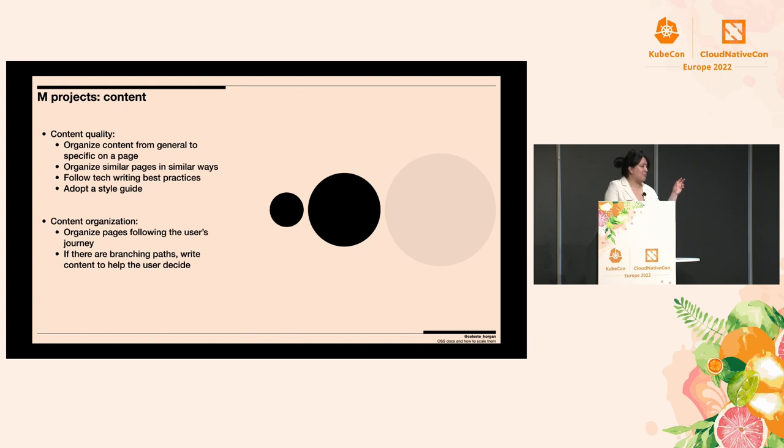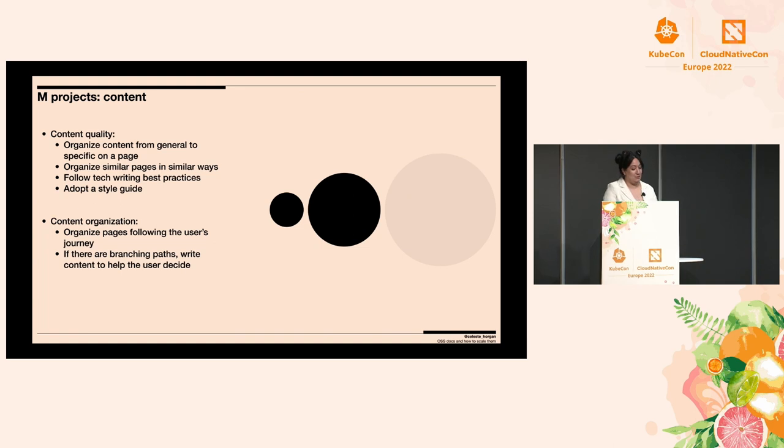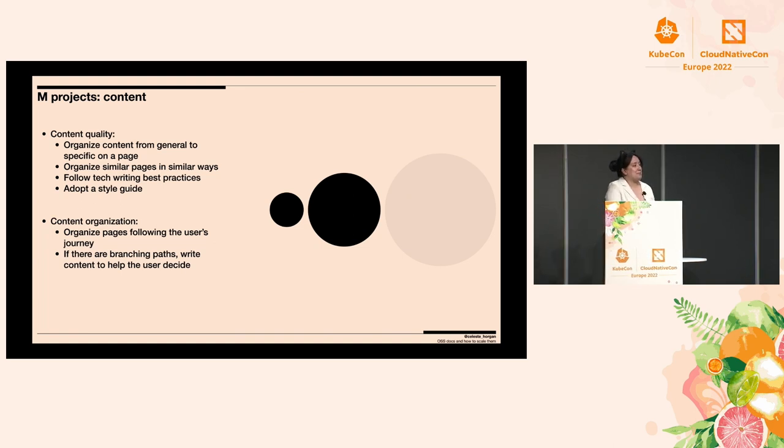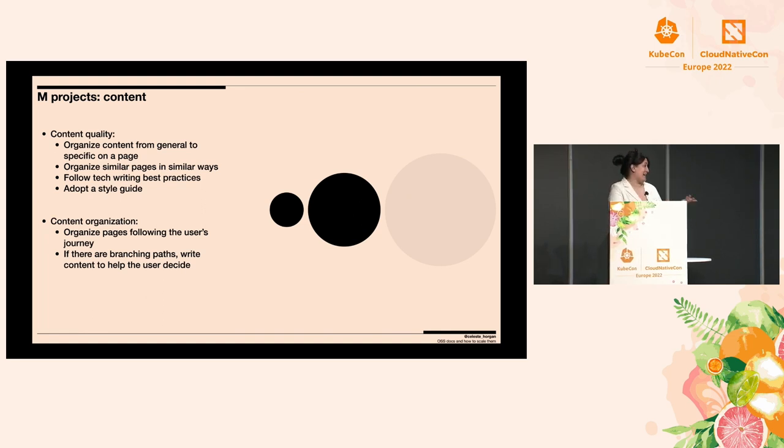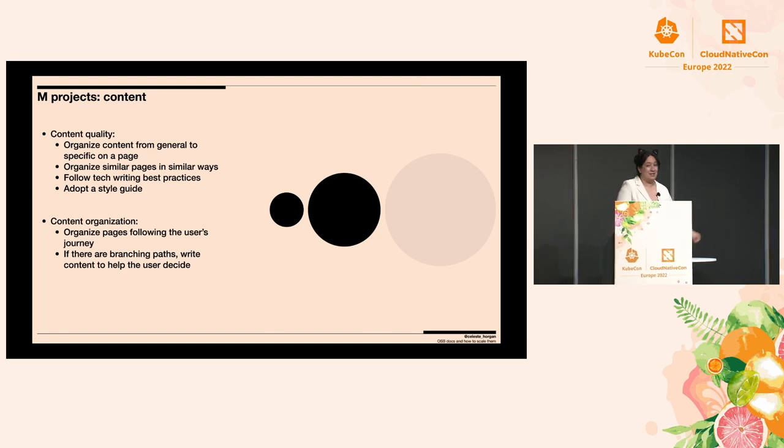If you just figure out what the user's journey is as they're using your thing, that's your organization, done and dusted. If there are branching paths, for example, with configurations, where if you're one kind of cluster operator, you might need one kind of configuration, versus if you're another kind of cluster operator, you might need something different, what you need to do is provide a little introductory text to those branching paths and say exactly what I just said. If you're this kind of person, you might need this. If you're this kind of person, you might need something different.